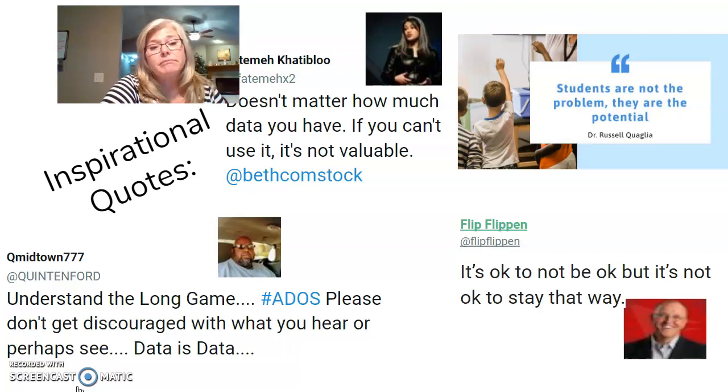Understand the long game. Don't get discouraged with what you hear or perhaps what you see. Data is data. Don't take it as a break it or a win. Data is data. Students are not the problem. They are the potential. We can take our lovely little ones and help them to grow.